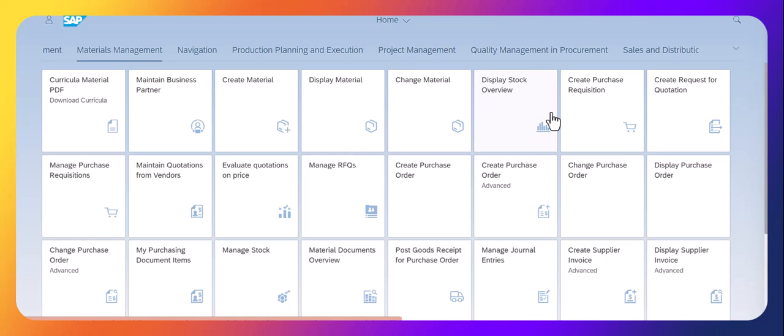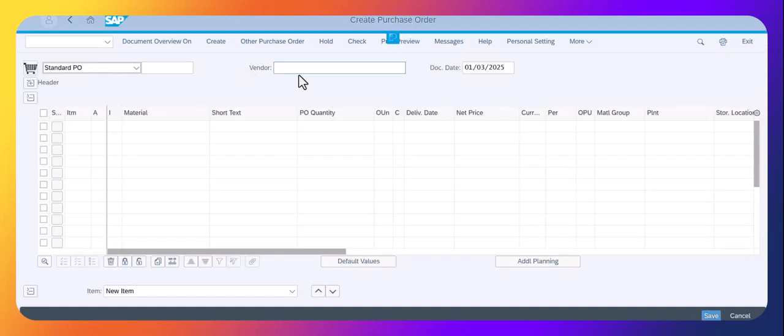Okay, we are going to start with the service procurement processes. In the service procurement processes, we have two different kinds of services, the planned and unplanned services. We are going to create the purchase order. When we create the purchase order, we specify first the vendor.